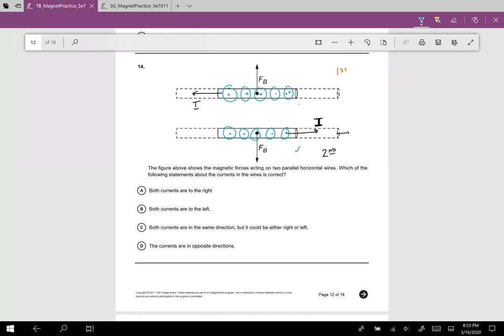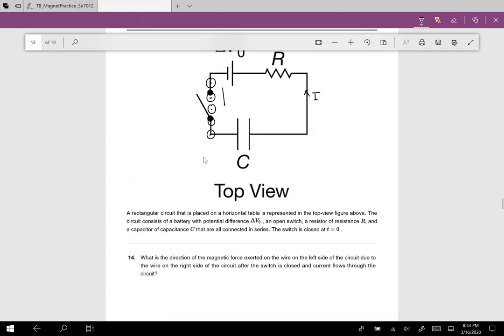So, okay, let's see. So if both currents are to the right, we saw that doesn't check out. Both currents are to the left, that doesn't check out. Both currents are in the same direction, that doesn't check out. And then if the currents are in opposite directions, that's what we have over here, and that's what worked for us. So that should be, I think, our answer.